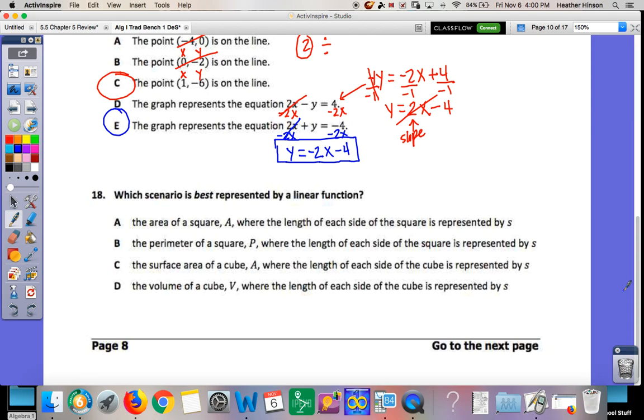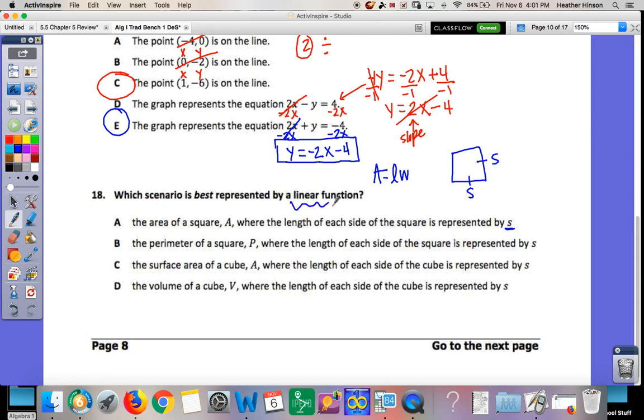Okay, 18. Which scenario is best represented by a linear function? So the area of a square. If we're looking at a square, we want to find the area of it. How do you find area? Length times width. All of your sides are represented by S, so this is S and this is S.